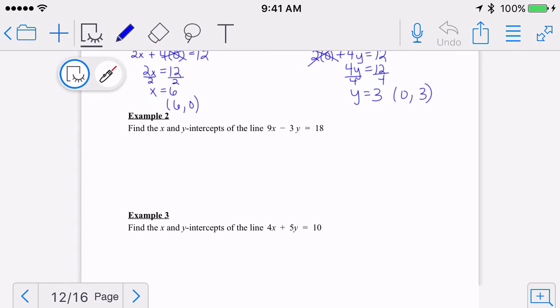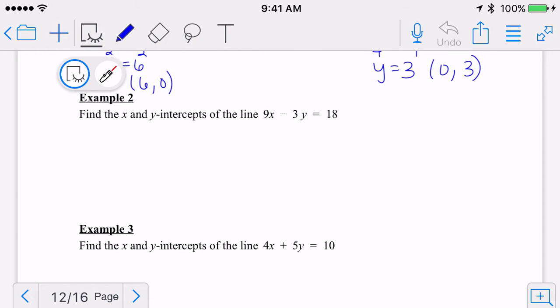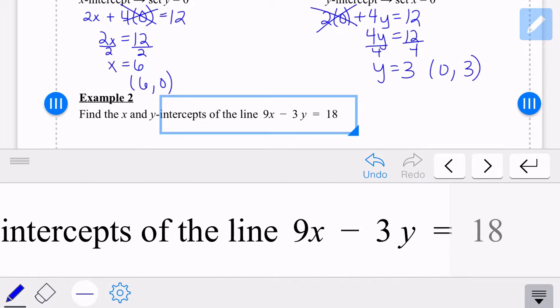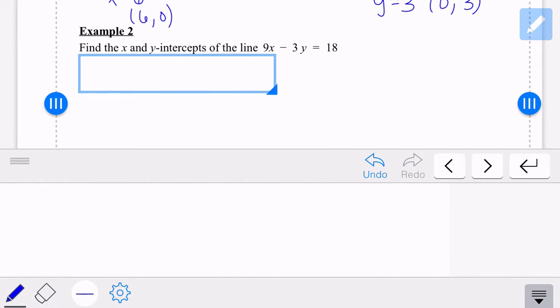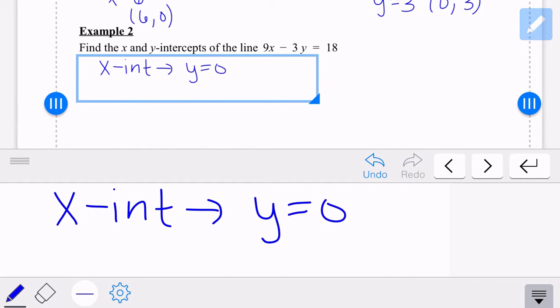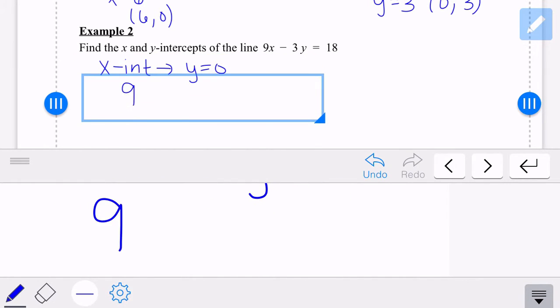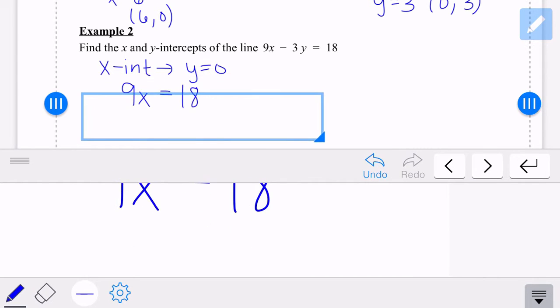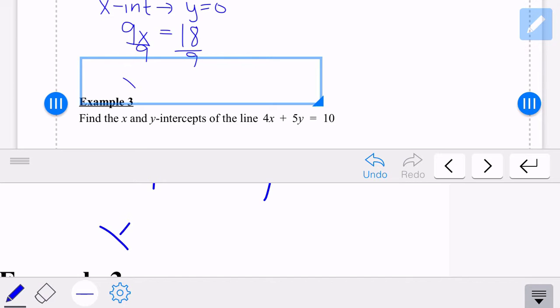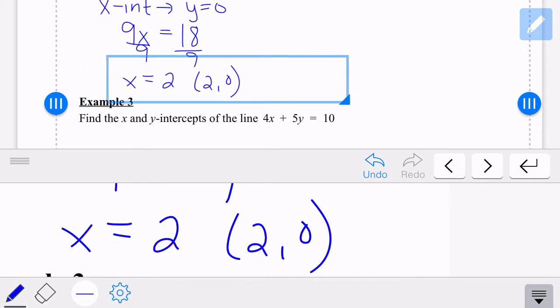So let's do a couple more examples here before we move on. So let's find our intercepts for this one. We've got 9x minus 3y equal 18. So let's do our x-intercept. And we know that y is equal to 0 there. So all we would have is the 9x piece. So we would have 9x is equal to 18. Divide by 9. And then we would have x is equal to 2. That would give us the point 2, 0 for our x-intercept.